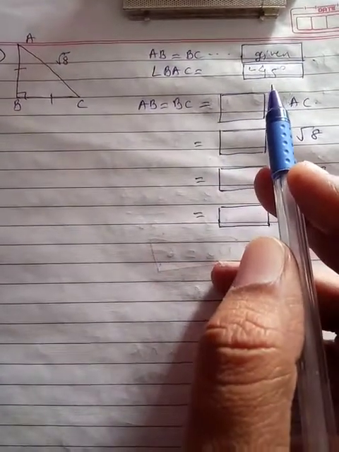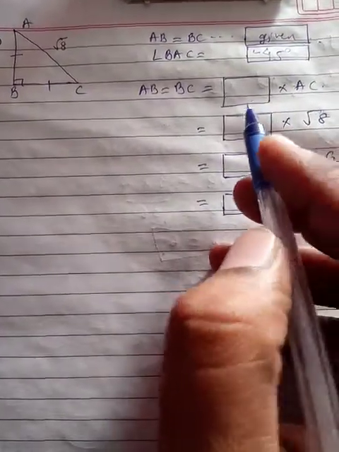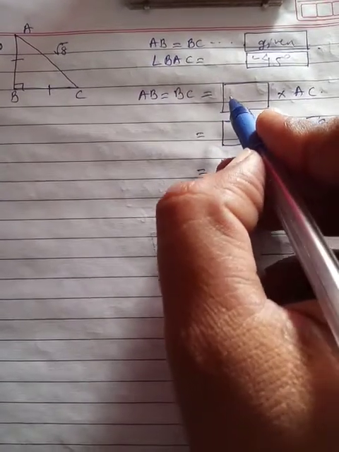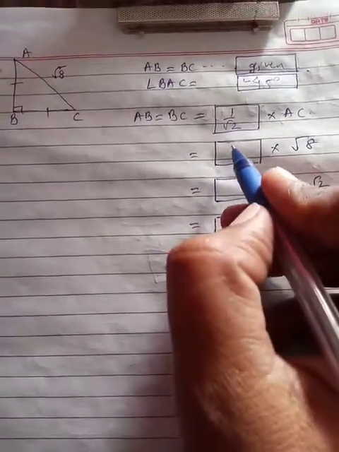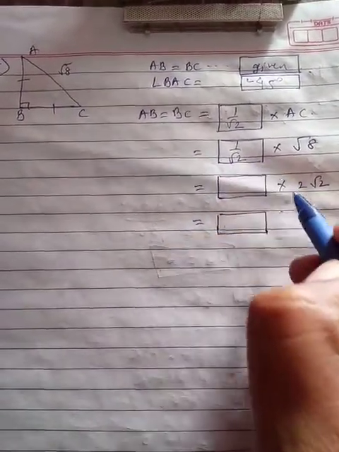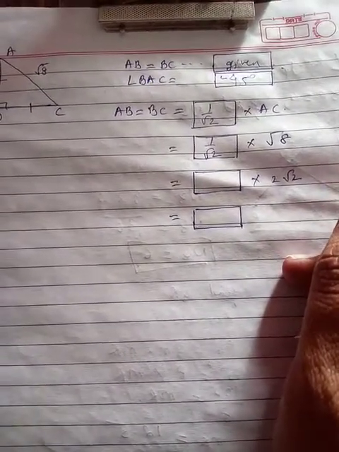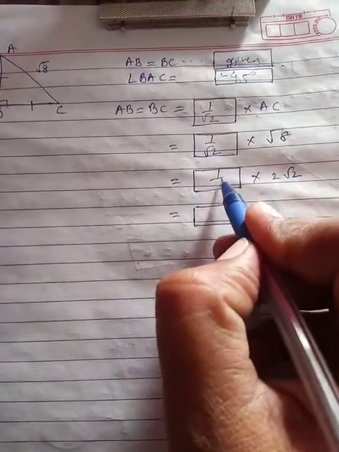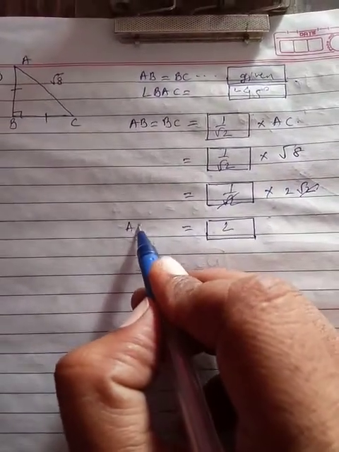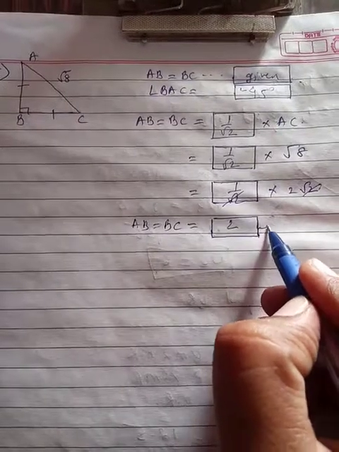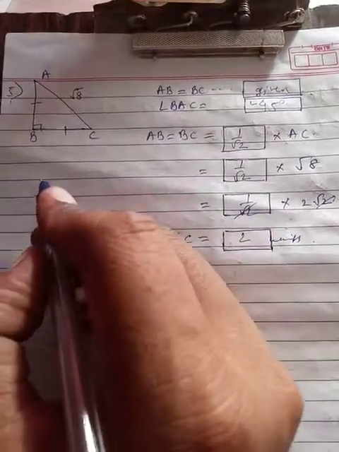So by property of 45-45-90 degree, AB is equal to BC is equal to dash AC. Okay, so 45-45-90 says that AB is equal to BC is equal to 1 by root 2 times the hypotenuse, that is AC. So here again we will get 1 by root 2, and root 8 can be written in the form of 2 root 2. So we will get 1 by root 2, root 2 and root 2 can be cancelled. You will get AB is equal to BC is equal to 2 units. So this is our activity by using 45-45-90 degree proof.